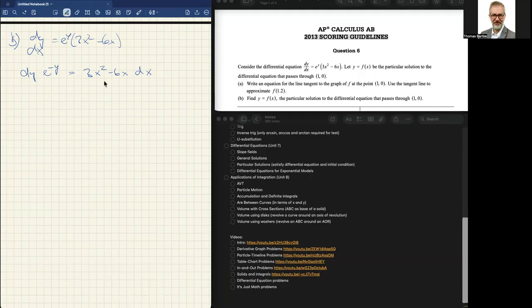This is the most important piece of the puzzle here. And then the next piece of the puzzle is, let's organize this a little bit better. Again, e to the negative y dy is equal to 3x squared minus 6x dx. So I'm going to end up finding the integrals of both of these, and that is the next step that I need to do here.